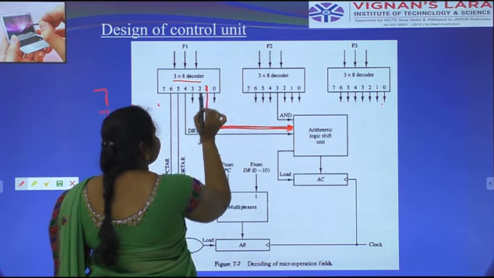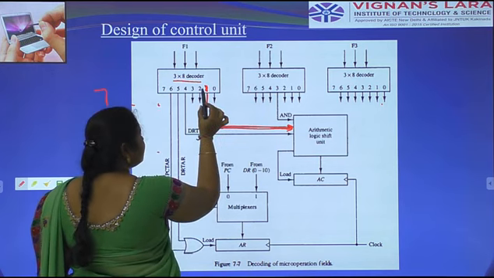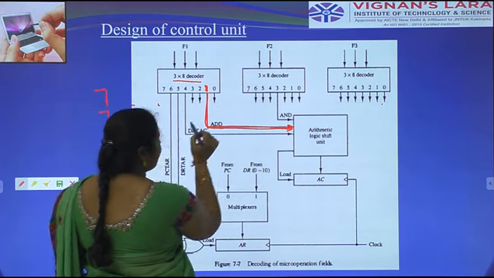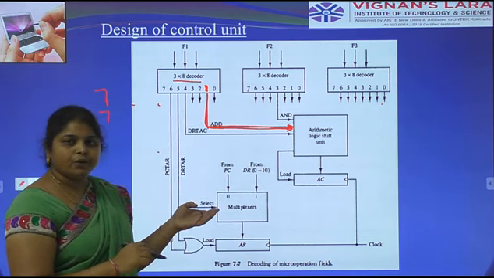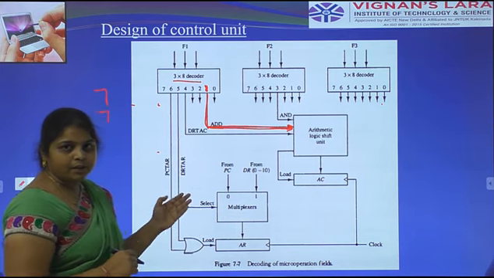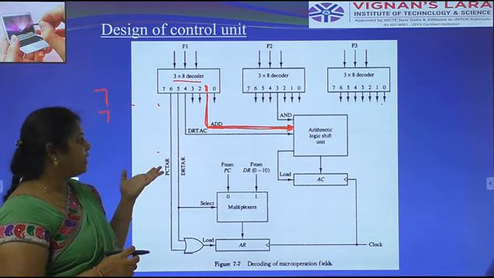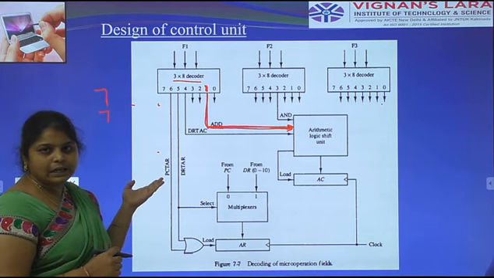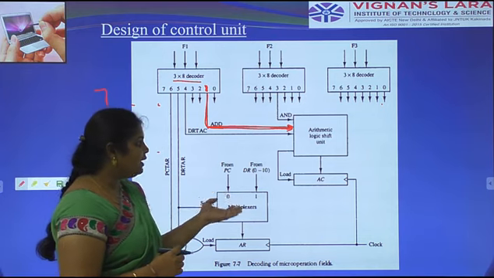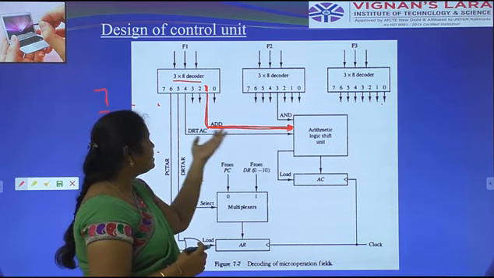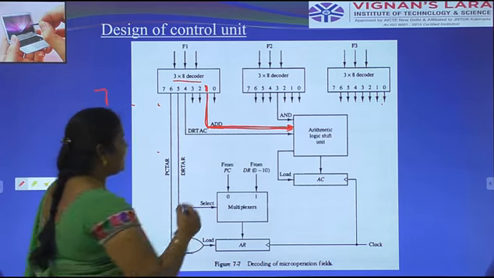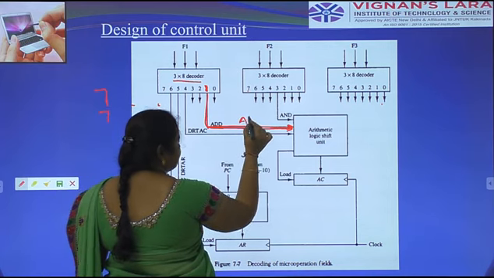Here 1 is an output of a decoder. The arithmetic logic shift unit gets the input from 1. Here the add operation is performed. Okay, for the field 1 decoder, output 1 gives the input to the arithmetic logic and shift unit, and the arithmetic logic shift unit gets the input from the 1 decoder. Here we will perform the add operation.